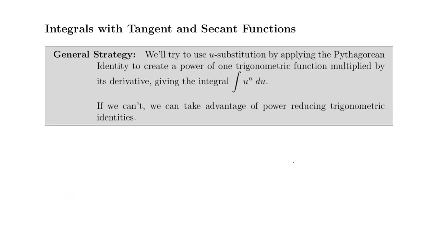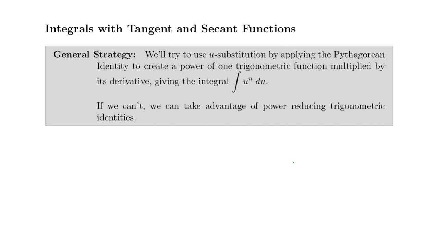Anyways, let's move on. Let's look at the general strategy for integrals involving tangents and secants. And guess what? It's the exact same thing. We're going to still try and force u substitutions. We're going to use trigonometric identities.